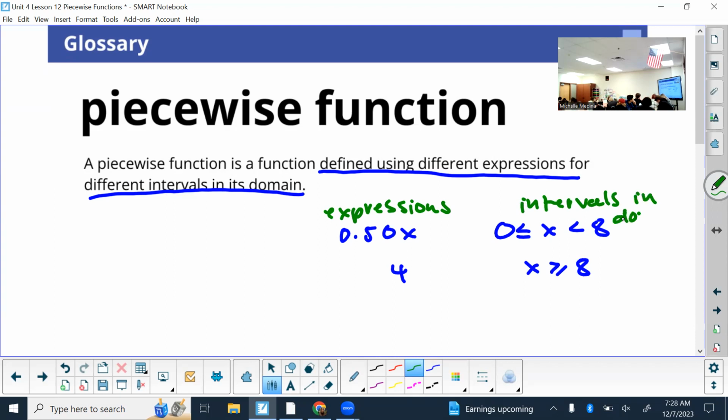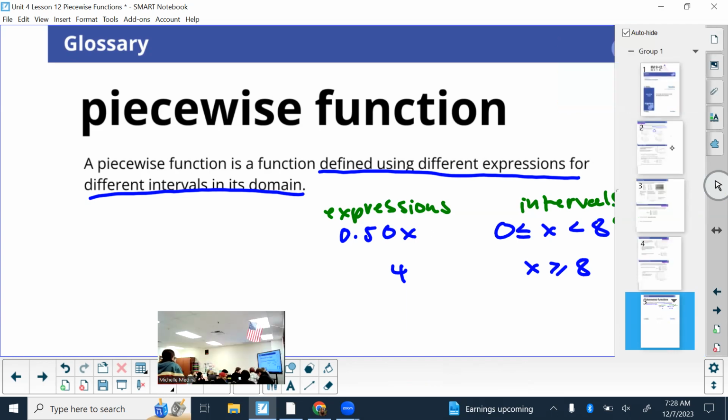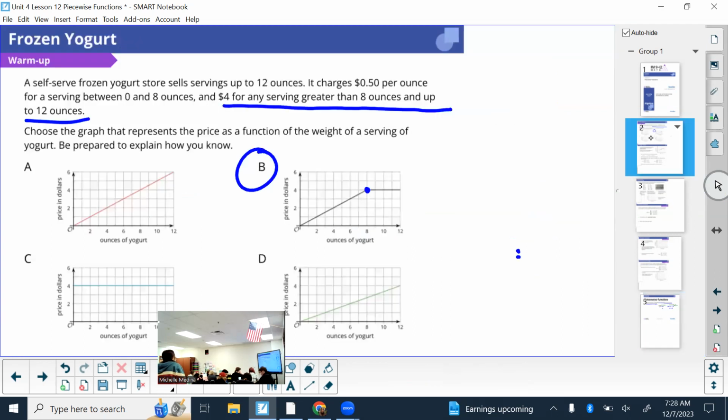Yesterday we learned what domain is. Domain refers to all the what in a function? X's. So when we're talking about different intervals for the inputs, defining them differently, then that's a piecewise function. Okay, going back to the activity though that we were talking about. And these definitions will be in the notes, so no fear if you're a little slow on taking notes, we just gotta keep them moving.